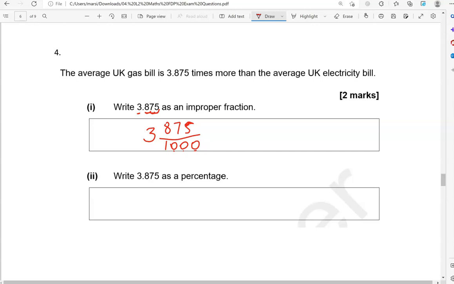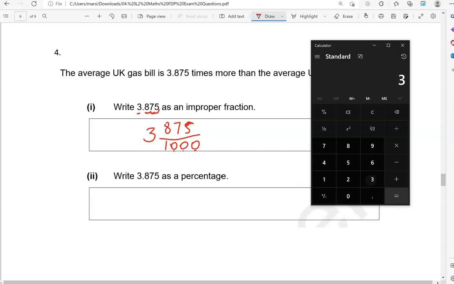Write 3.875 as a percentage. So because it's more than 1, we know this is going to be more than 100%. So it's going to be 300 and something percent. So what is that though? Again, we said earlier that percentages are out of 100, whereas decimals are out of 1. So just by multiplying the decimal by 100 will give us the percentage. So 3.875 times 100 gives us 387.5%.